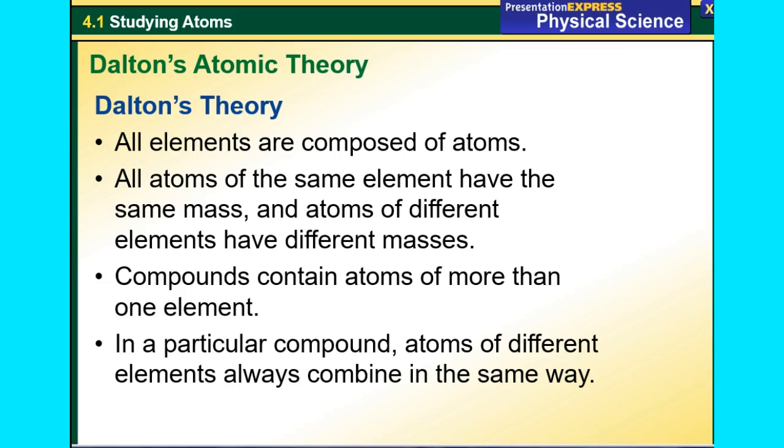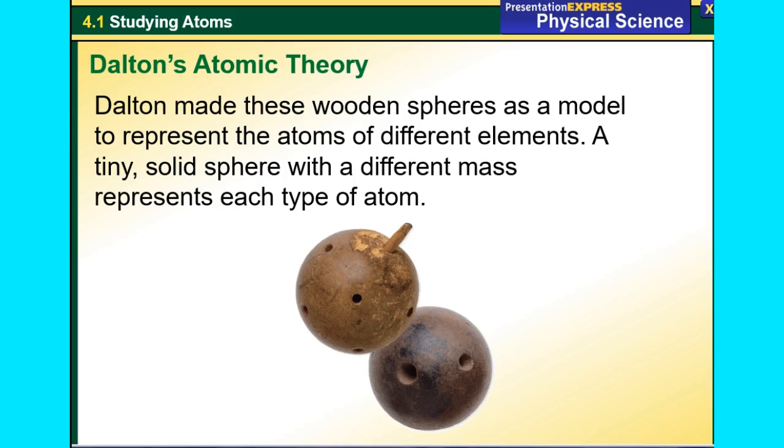Dalton's theory. All elements are composed of atoms. All atoms of the same element have the same mass, and atoms of different elements have different masses. Compounds contain atoms of more than one element. In a particular compound, atoms of different elements always combine in the same way. Dalton made these wooden spheres as a model to represent the atoms of different elements. A tiny solid sphere with a different mass represents each type of atom.